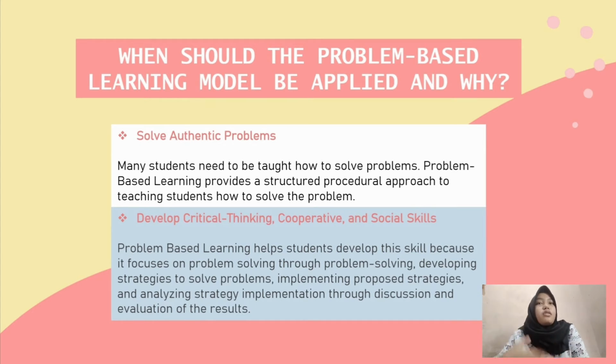The first one, solve authentic problems. Many students need to be taught how to solve problems. Problem-based learning provides a structured, procedural approach to teaching students how to solve problems. And the next, develop critical thinking, cooperative and social skills. Problem-based learning helps students develop these skills because it focuses on problem solving. Through problem solving, developing strategies to solve the problem, implementing the proposed strategy and analyzing the strategy implementation through discussion and evaluation of the result.